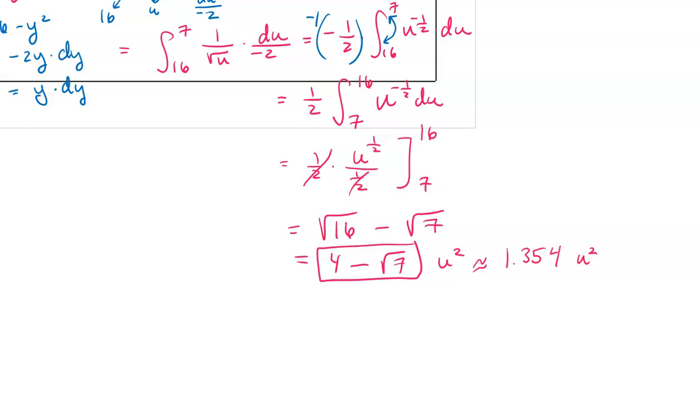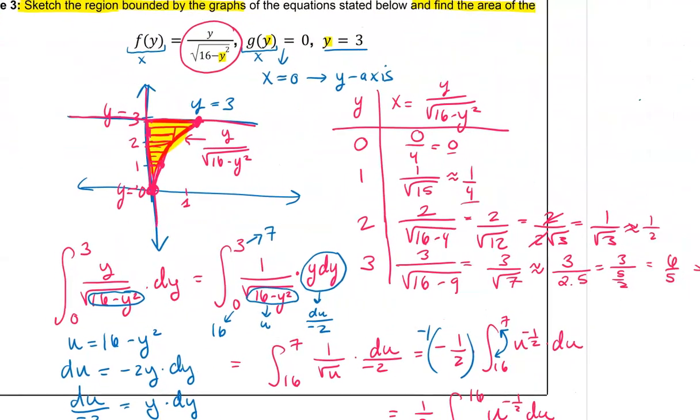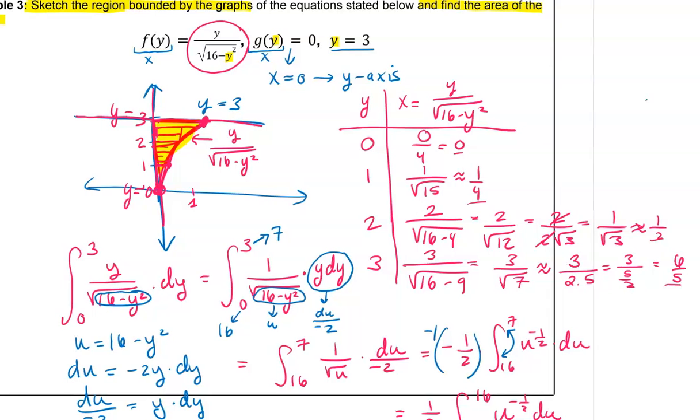But that kind of makes sense considering the fact that these x coordinates were all fairly small. This was just barely bigger than 1. So these were all really short heights. And then I only had to go from 0 to 3. So not a lot of area there.